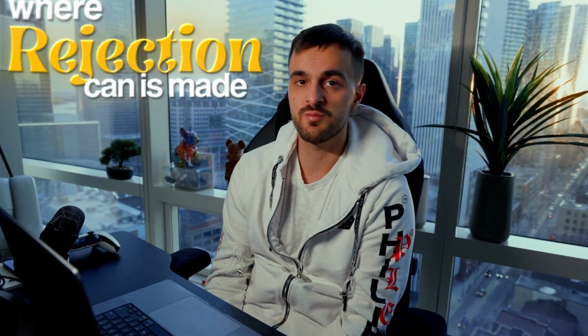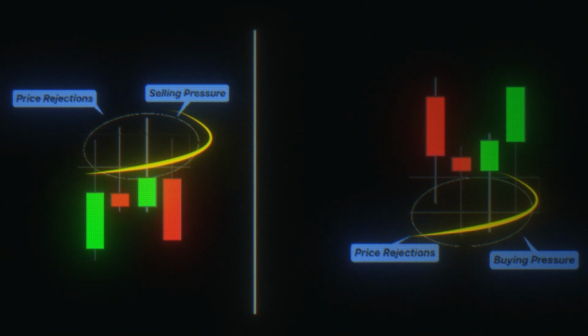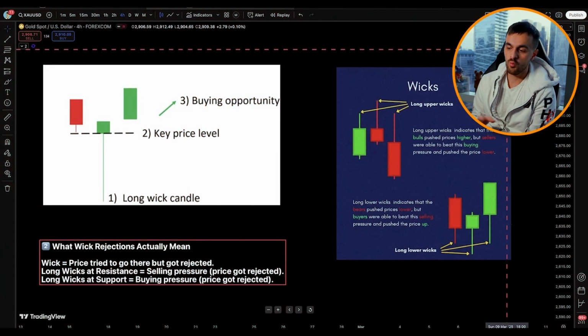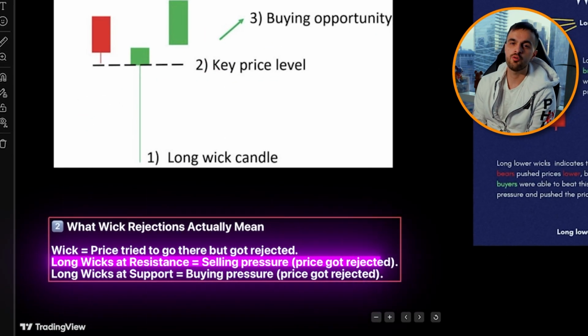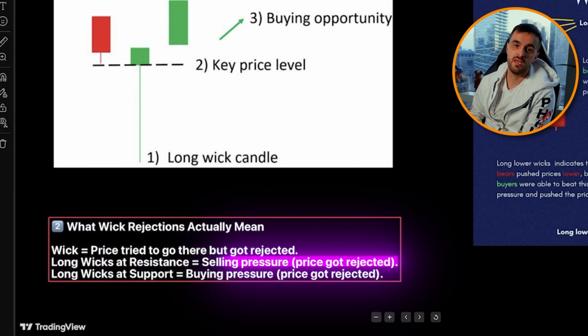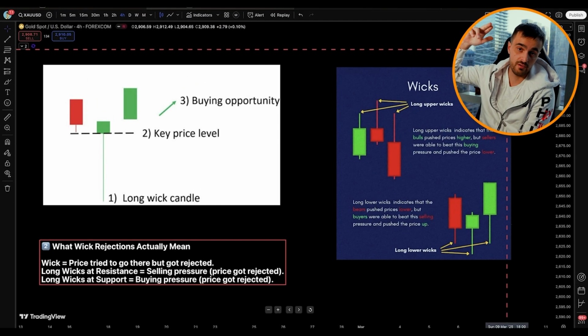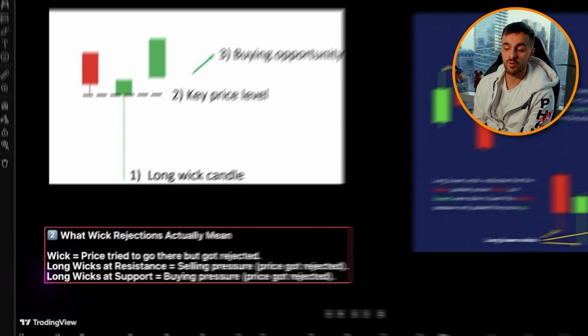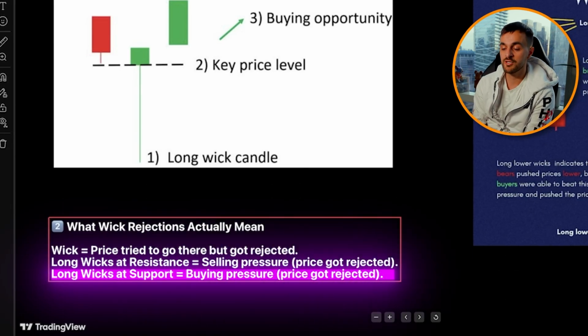They show us where rejection is made, especially if there are multiple wicks rejecting a certain area or a key price level, like a support or a resistance. Wicks basically give you that dynamic. Long wicks at a resistance equal selling pressure, meaning that price got rejected around that level. The candlestick once tried to go higher, but got rejected. That's what a long wick at a resistance would mean. A long wick at a support would mean there was buying pressure, that price got rejected at that level.